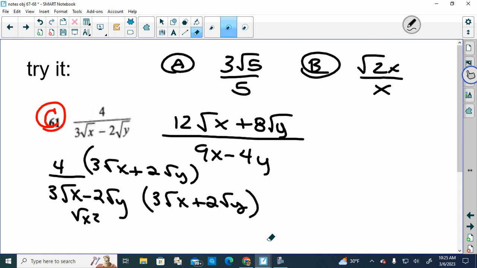Okay, and then a negative 2 times a positive 2 is going to be a negative 4. And then rad y times rad y would be rad y squared. Okay, and then 2 of the y's, so the y comes out. That make sense? Yeah. Okay.